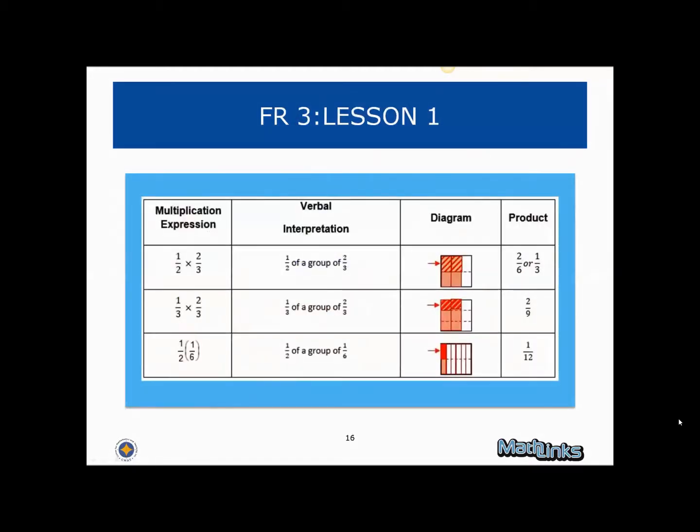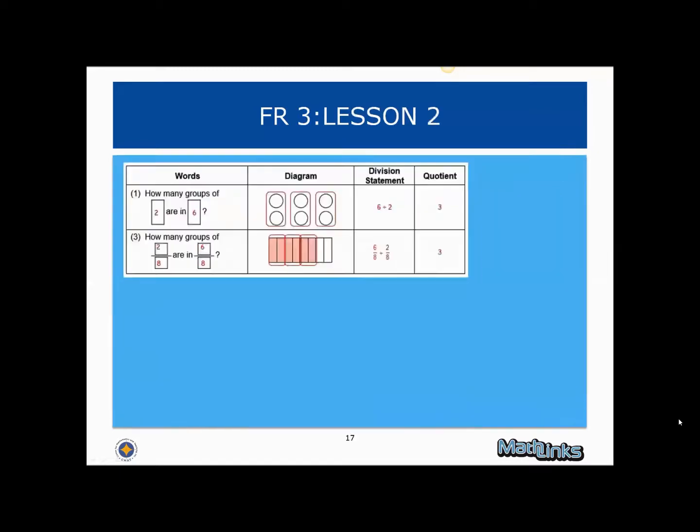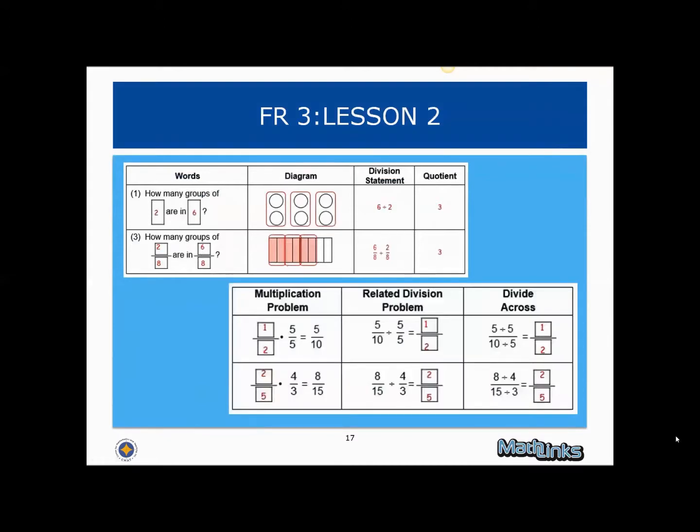The focus of Packet 3 is fraction multiplication and division. In Lesson 1, students explore the meaning of multiplication and connect pictures to the multiply across rule for fraction multiplication. In Lesson 2, students use pictures and the inverse relationship between multiplication and division to explore a non-traditional divide across rule for fraction division.